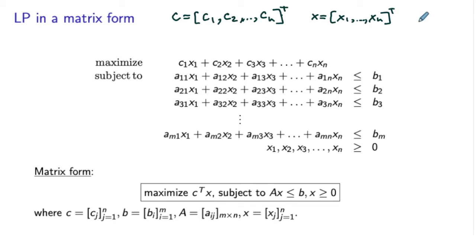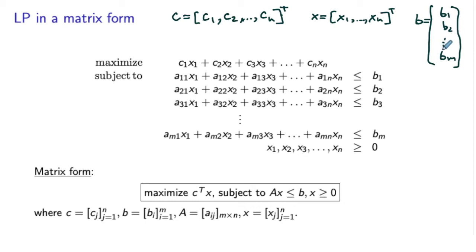Similarly, the vector b will be the vector of right-hand sides. So you'll have b1, b2, and so on to bm. So this vector is of length m, and we explicitly write it as a column vector, so I don't need to put the transpose sign.